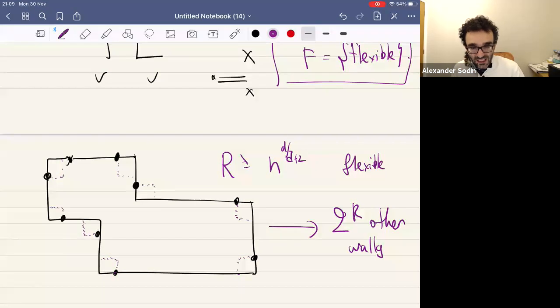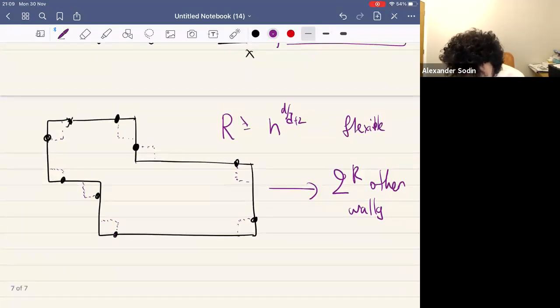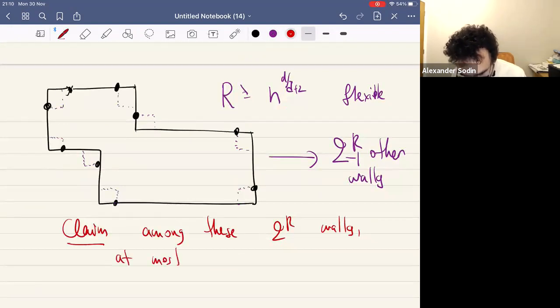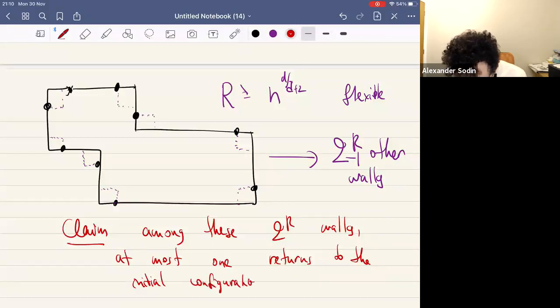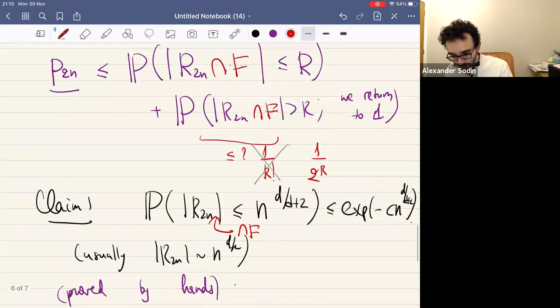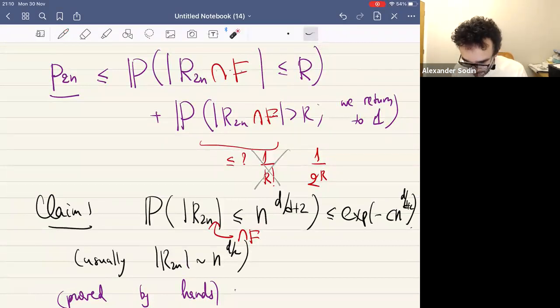For any subset, we get another walk. And I claim that, I mean, 2 to the R minus 1 other walks, 2 to the R in total, including the one which we started with. And I claim that among these 2 to the R walks, at most one returns to the initial configuration of the puzzle. And therefore, once we have a lower bound on this flexible range, the probability to return to the initial configuration is at most 1 over 2 to the R, as I claimed.